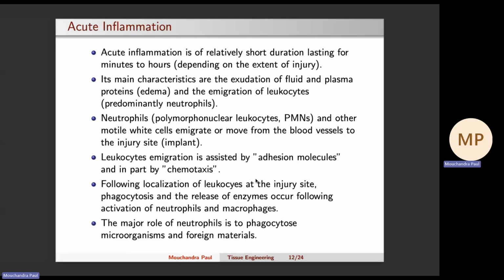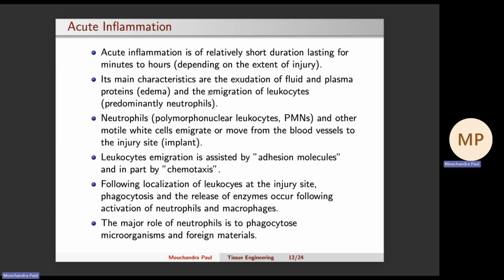Now, acute inflammation, as the name suggests, acute means short, so it lasts for a short duration. Its main characteristic is exudation of fluid and the plasma proteins. There will be accumulation of this fluid, causing the condition called edema. Again, we discussed what edema is in our brief introduction class. Then after accumulation of this fluid or edema, there will also be emigration of leukocytes.